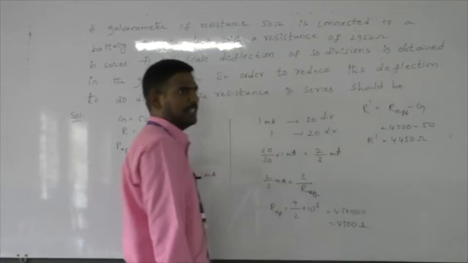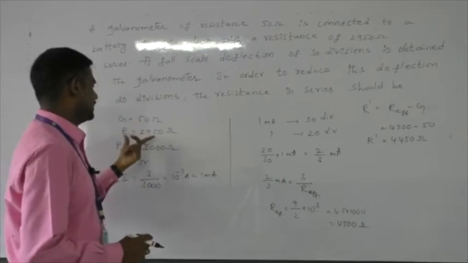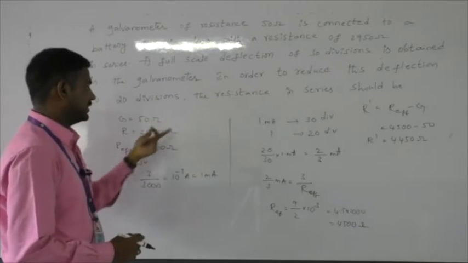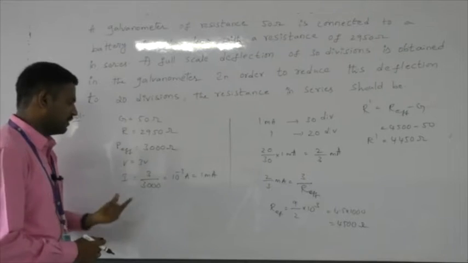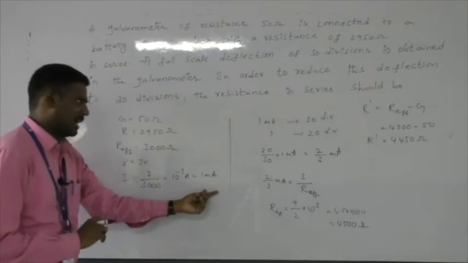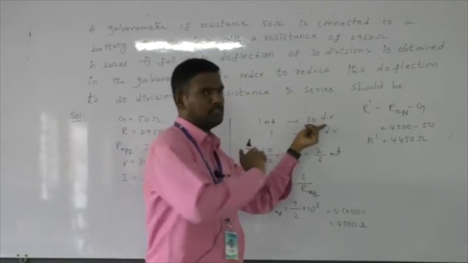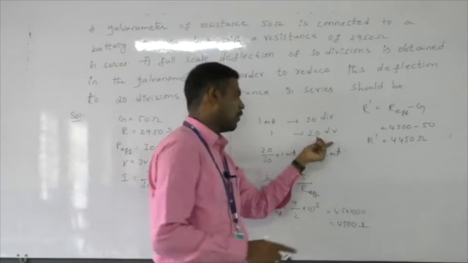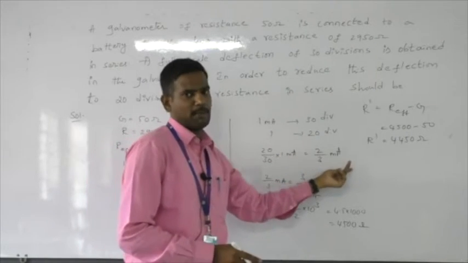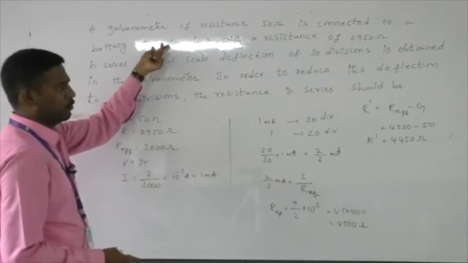You understood? Shall I repeat the question? A galvanometer has a resistance of 50 ohm and the series resistance is 2950. What is the effective resistance now? 3000 ohms. With that, what is going to be the current? 1 milliampere. Now, the 1 milliampere is large enough to have a 30 division full deflection. Now, if I want to produce the 20 divisions, how much current do I require? 2 by 3 milliampere. Now this current has to be drawn from the same 3 volt battery.